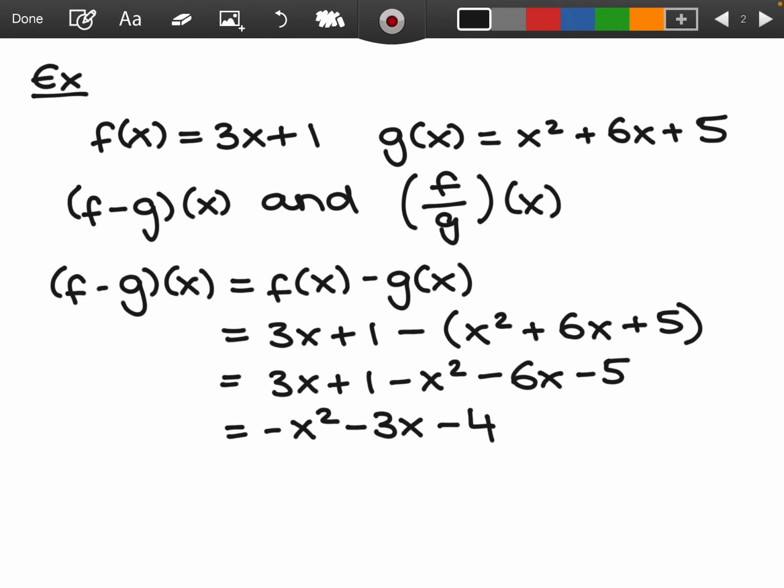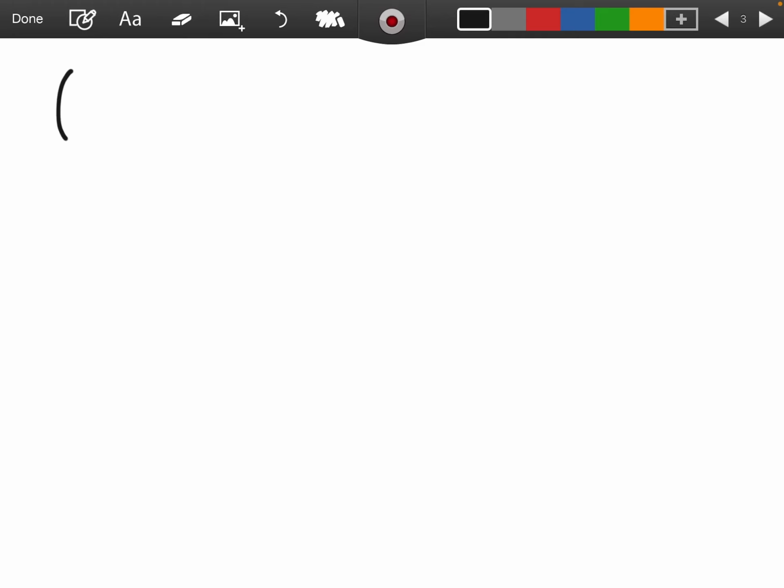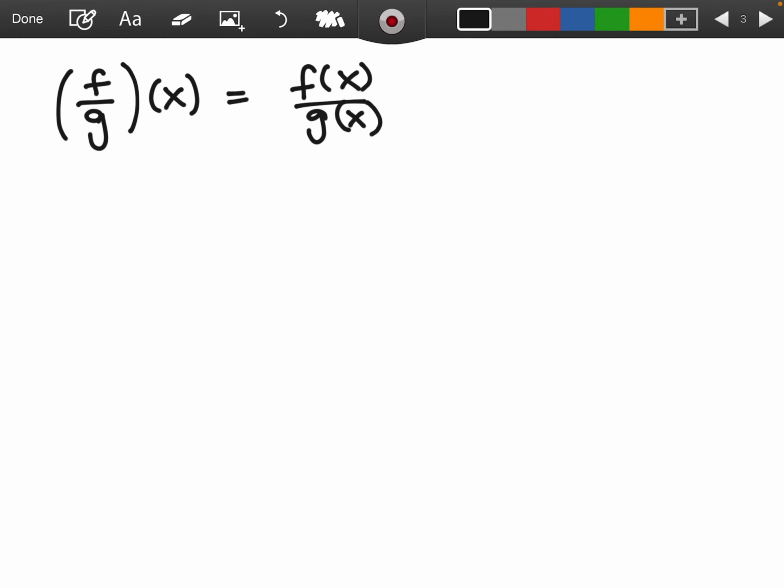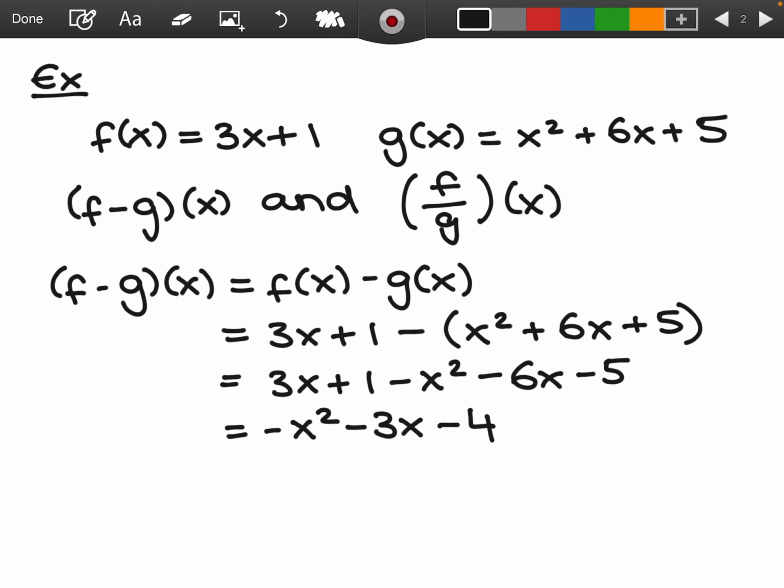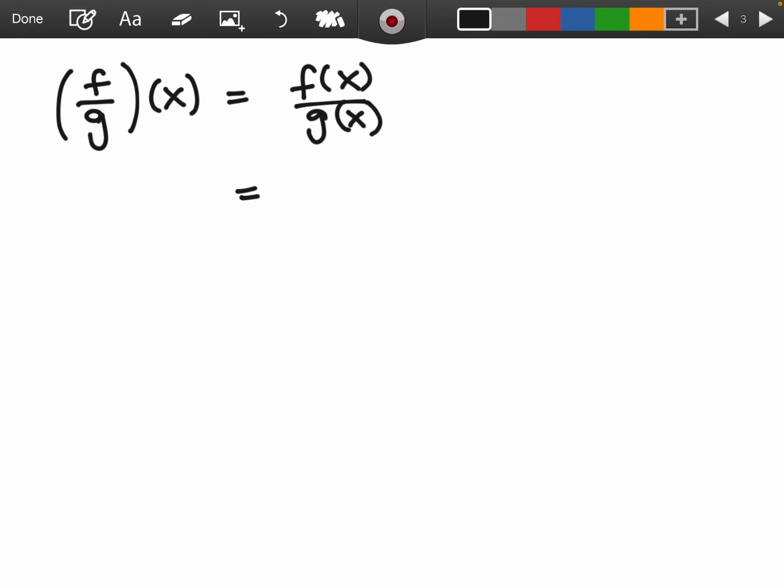Then I'm going to find f over g of x. So f over g of x is just f of x over g of x. Okay. So my f of x function is 3x plus 1, and my g of x function is x squared plus 6x plus 5.